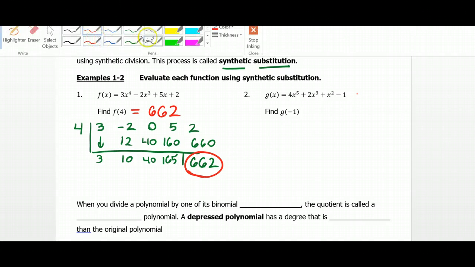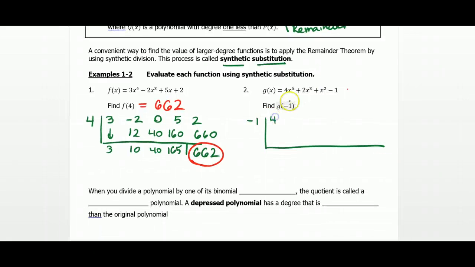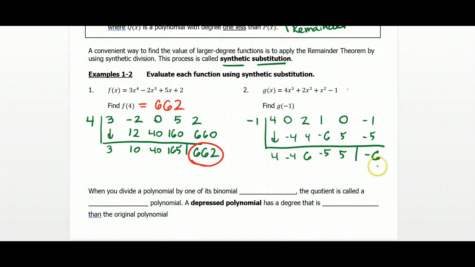Okay, let's try that with number 2, g of negative 1. So I'm going to do synthetic division with a negative 1, and then this polynomial. I'll need a 4, a placeholder of 0, a 2, a 1, another placeholder of 0, and a negative 1. And this time I get a remainder of negative 6.